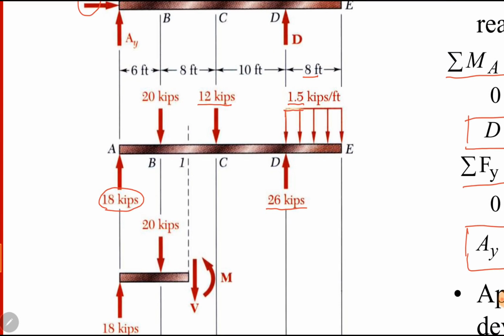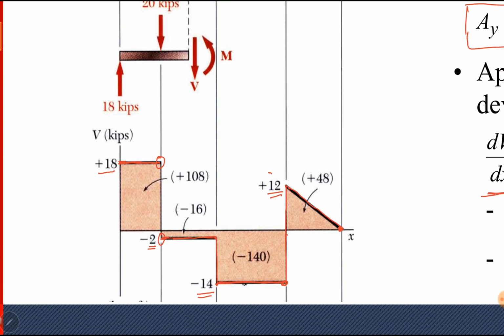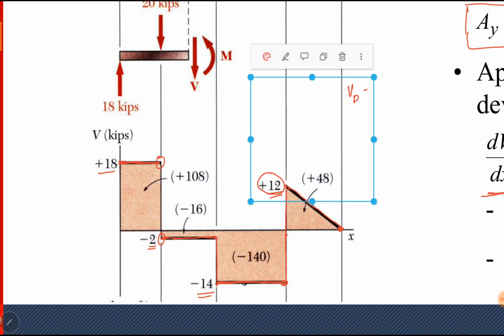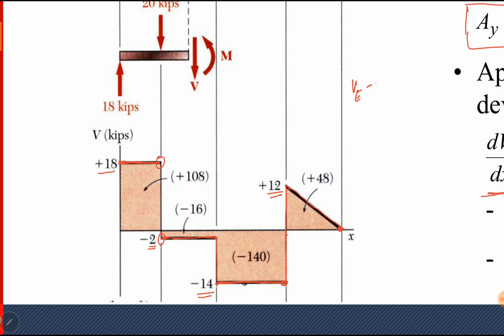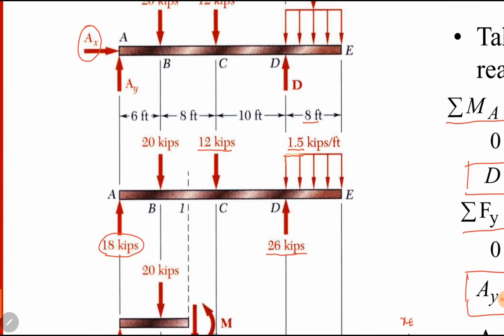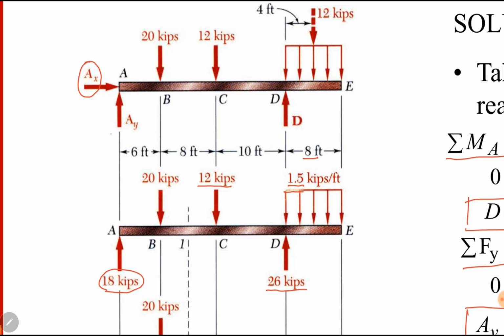Alternatively, here, previously we know the value of shear force at point D. It is plus 12. VE minus VD is equal to minus integral of w dx from xD to xE. Okay, VD is known to us. It is 12 minus 1.5 times, between xD and xE. xD is distance of point D from point A from the left end. It is 6 plus 8 plus 10. It becomes 24.